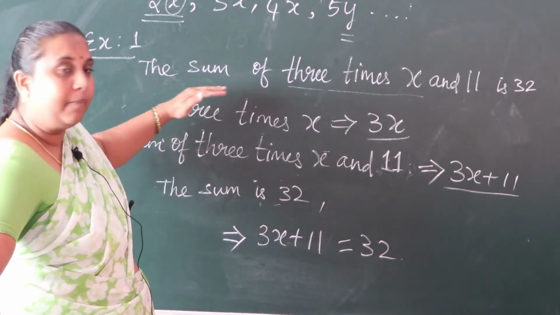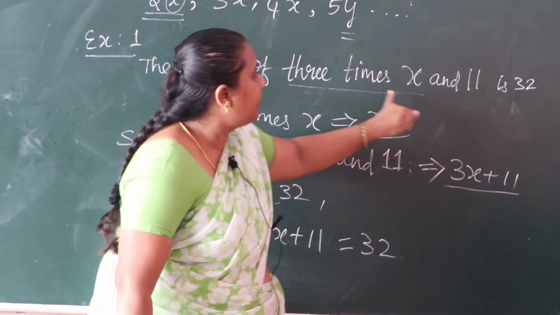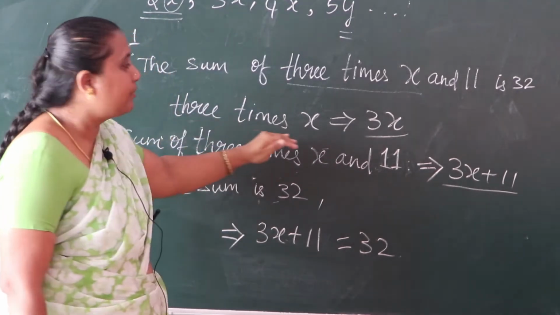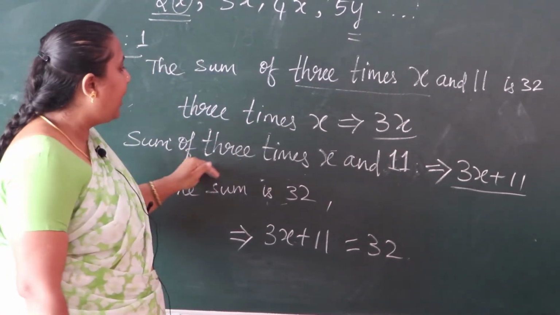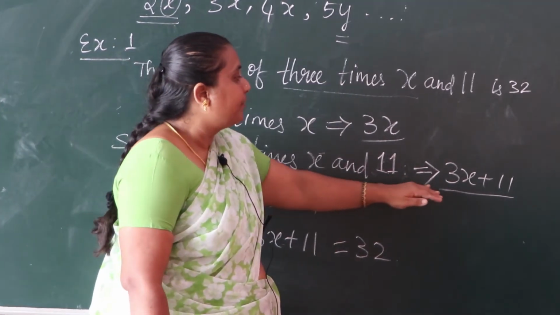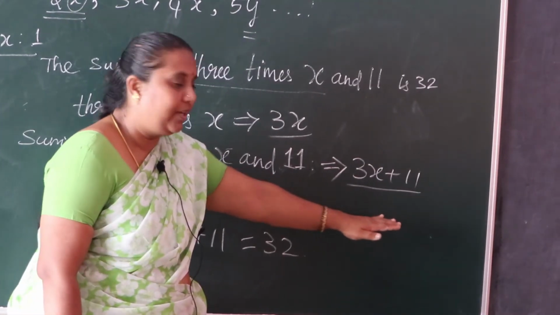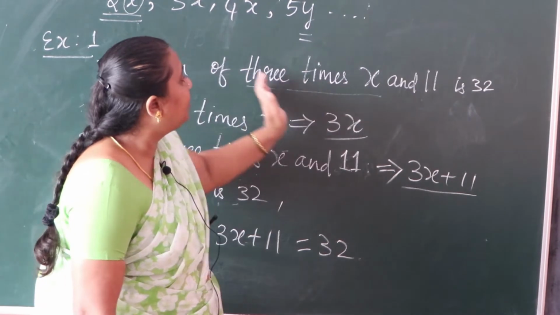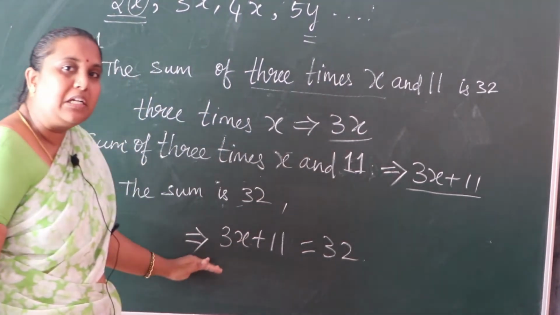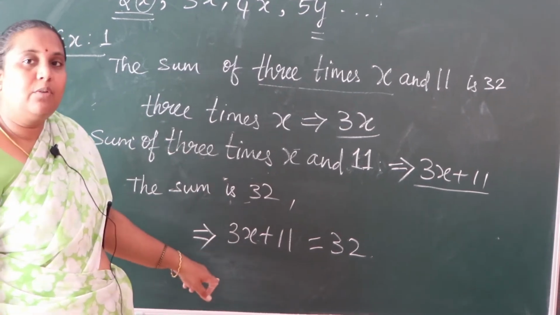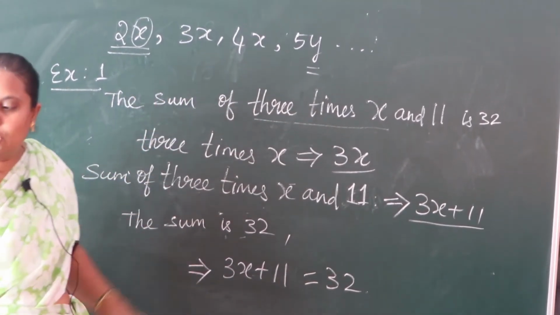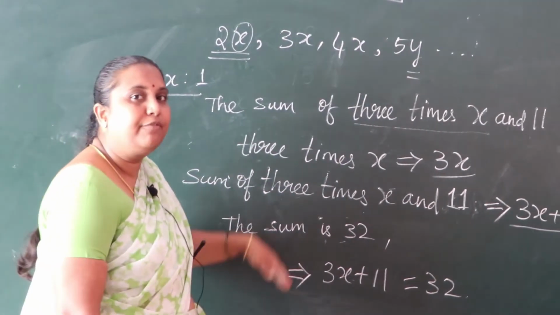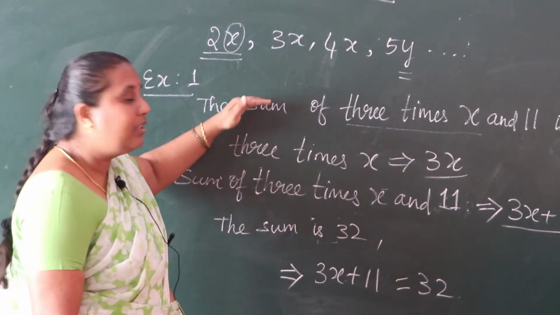Once again I am explaining. The sum of 3 times x and 11 is 32. So 3 times x means 3x. And the sum of 3 times x and 11 is 3x plus 11, and the sum is 32. The sum is 32 means the sum of 3 times x and 11 is equal to 32. So this is the equation for this statement. Understood, children?